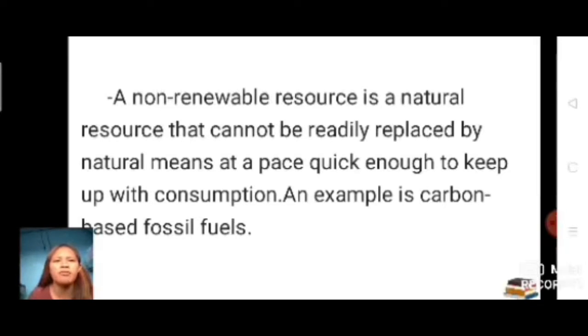An example is carbon-based fossil fuels. So, this type of non-renewable energy source is something we humans use on a daily basis, but it cannot be used long-lasting because it only has a limited supply.